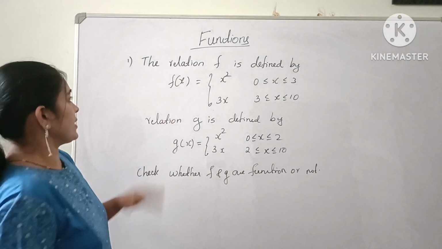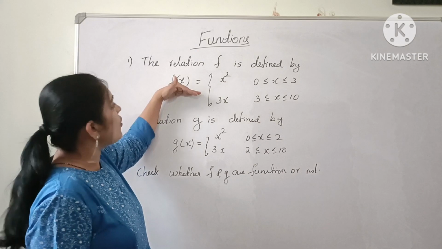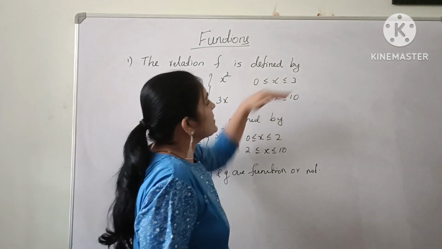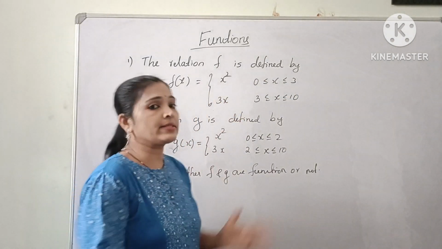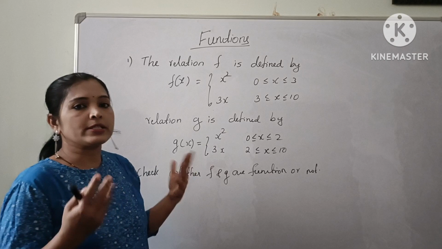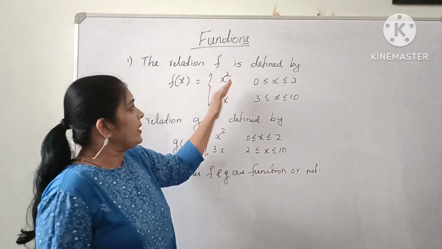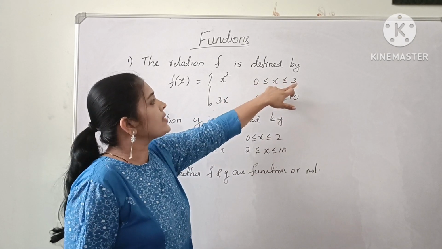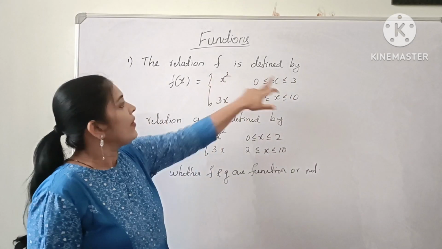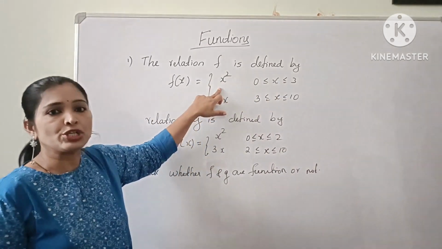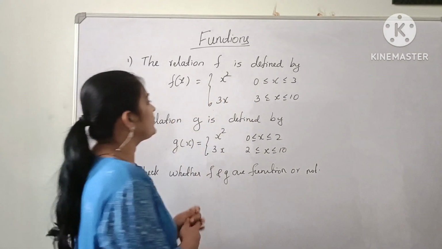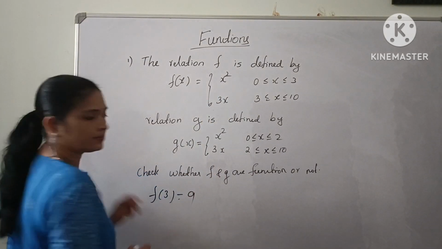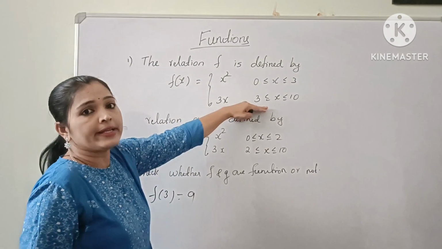Okay, let's check. See, the given function f of x is equal to x square when 0 less than or equal to x less than or equal to 3. See here x values are the domain, right? Means elements of the domain. So here let us take one element from the domain, that is x value, x is equal to 3. So when x is equal to 3, what is the function value? Means f of 3. f of 3 is nothing but 9, right?